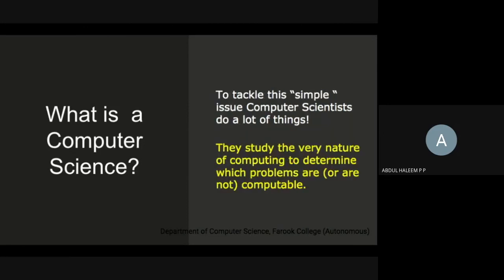Now, this issue can seem simple to us because we have written only simple types of programs in our programming assignments. But really, computer scientists are doing a lot of things to tackle this seemingly simple issue. They study in detail the nature of problems, and they classify problems into computable problems and problems that are not computable. Yes, my dears, there are problems that cannot be solved.